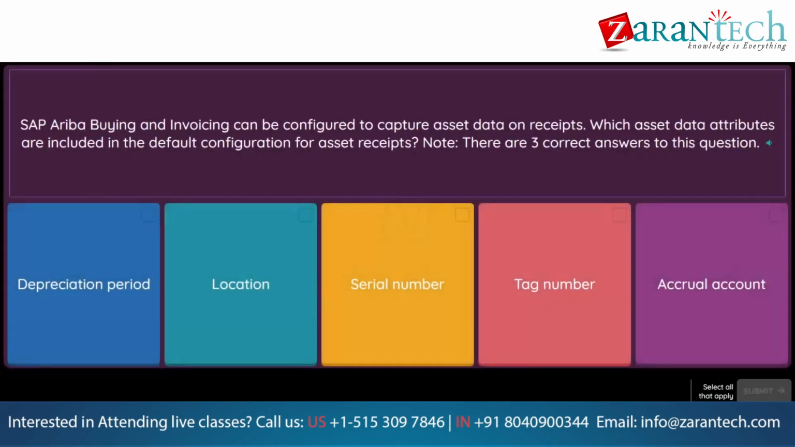Question: SAP Ariba buying and invoicing can be configured to capture asset data on receipts. Which asset data attributes are included in the default configuration for asset receipts? Note: there are 3 correct answers to this question. Option 1, depreciation period. Option 2, location. Option 3, serial number. Option 4, tag number. Option 5, accrual account.